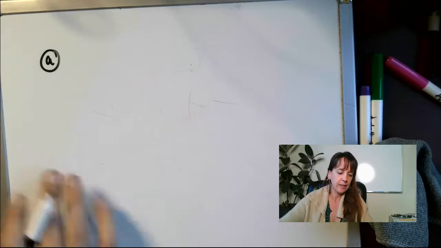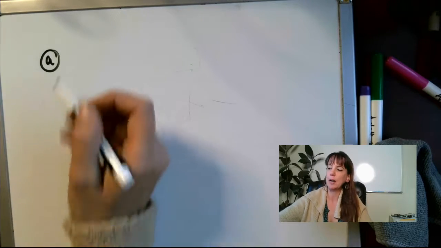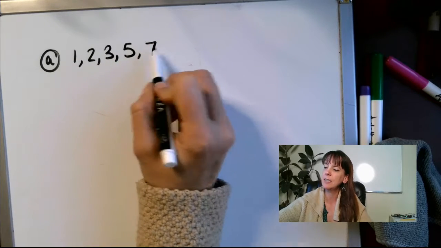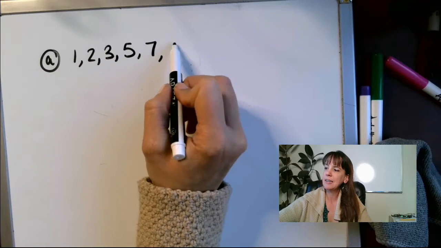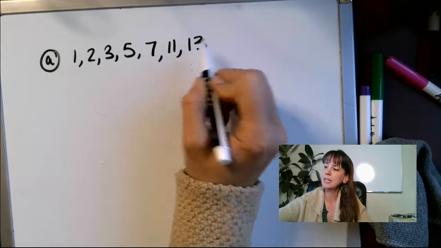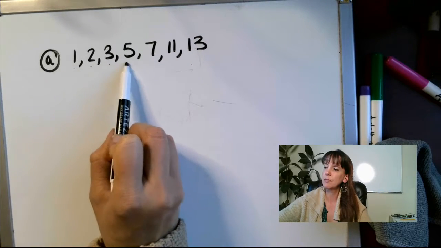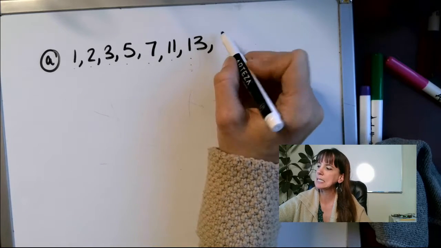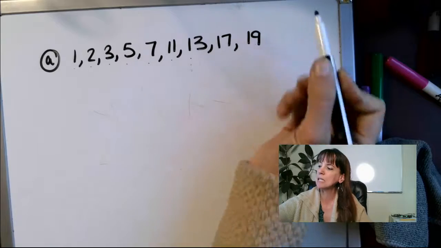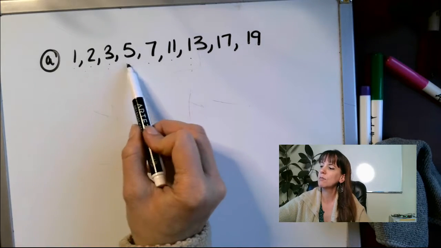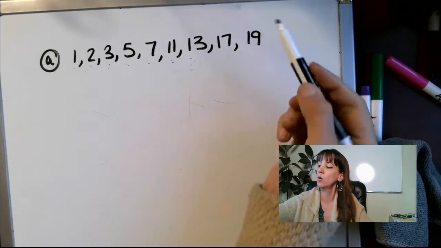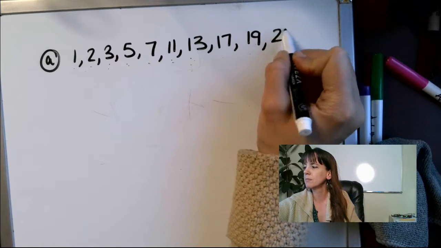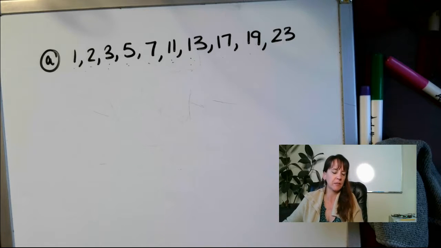All right, A asks us to list the first 10 prime numbers. We did 1, 2, 3, not 4, but 5, not 6, but 7, not 8, 9, 10, but 11, not 12, but 13. That's 1, 2, 3, 4, 5, 6, 7. Then after 13, not 14, 15, 16, but 17, and then 19. That's 1, 2, 3, 4, 5, 6, 7, 8, 9. Then not 20, 21, 22, but 23. So just like we did at the beginning of the video.